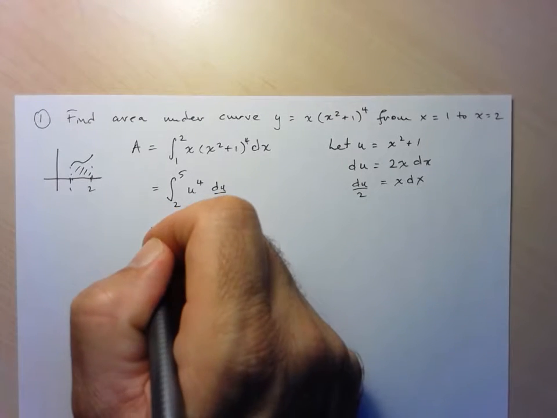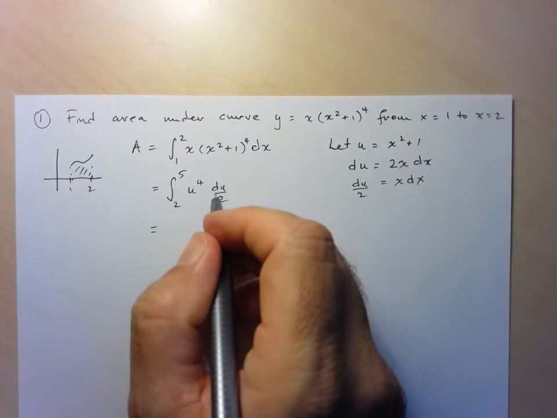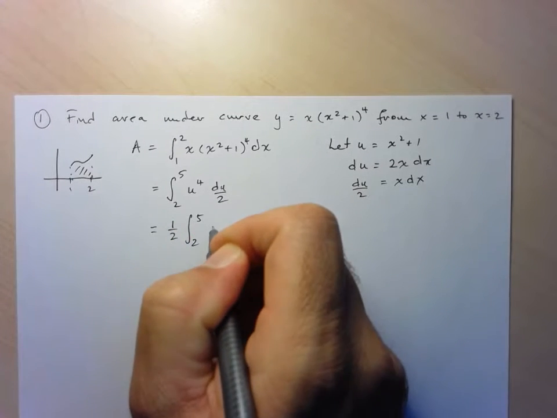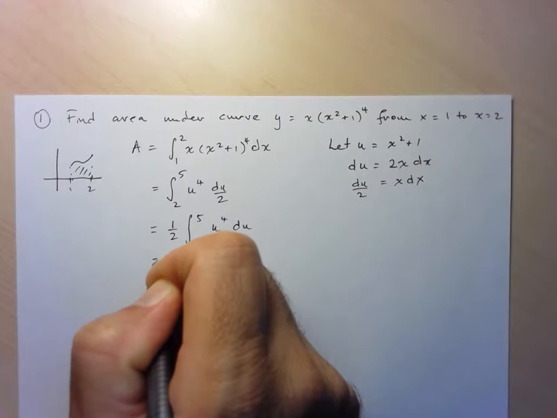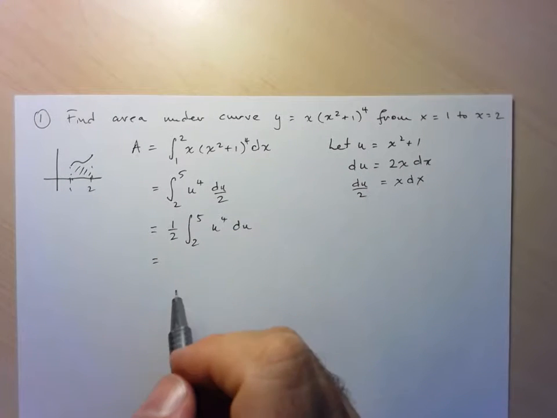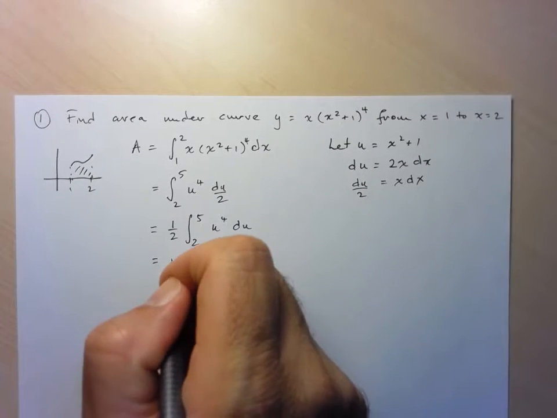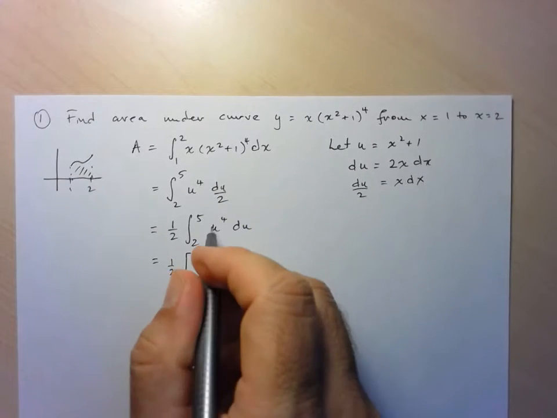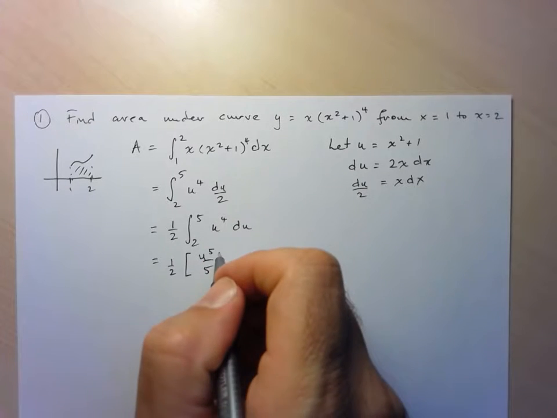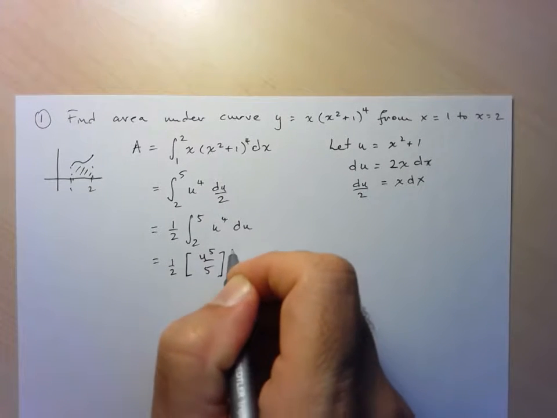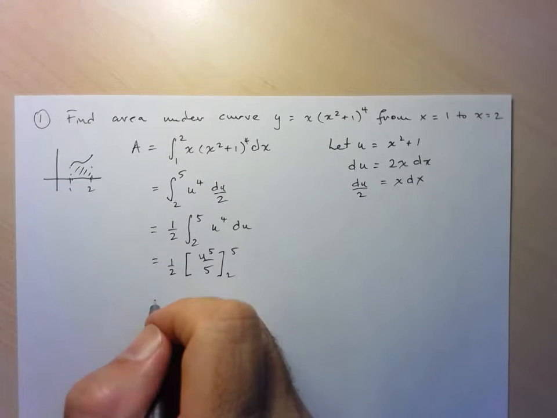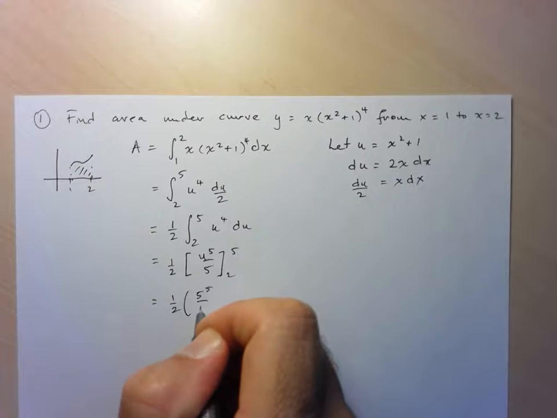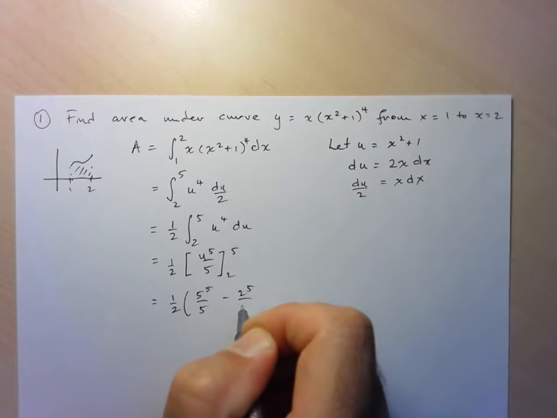Okay, so now this is a very easy integral to solve. So this 1/2 is just a constant. I can just take that out. And here, of course, the antiderivative of u to the 4 is just u to the 5 over 5. So we have 1/2 times u to the 5 over 5, an antiderivative of u to the fourth, and we have to evaluate that from 2 to 5, which just ends up being a subtraction. So this is 1/2 times (5 to the 5 over 5 minus 2 to the 5 over 5).